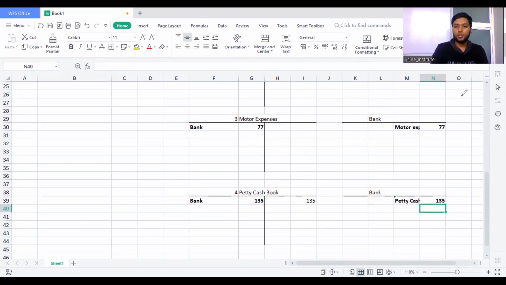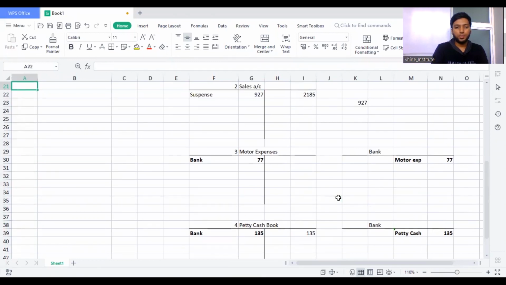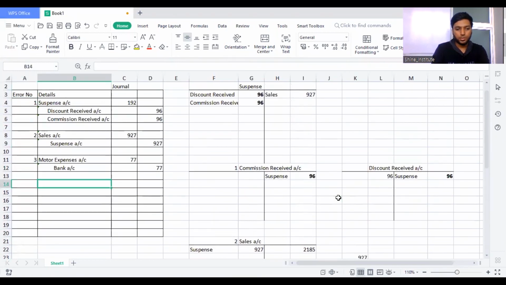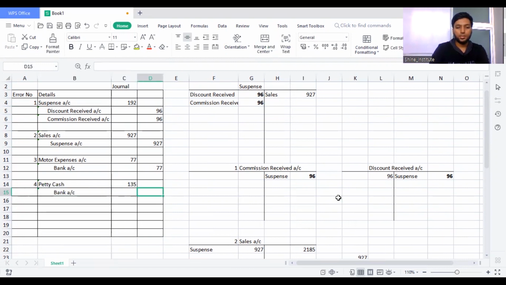So now I'm going to take this also. So 135, I will record on the debit side. Both transactions. Petty cash 135 was on the debit side, and then the bank account was on the credit side. I forgot to put the account in for the petty cash book. So with that, the transaction comes to an end.